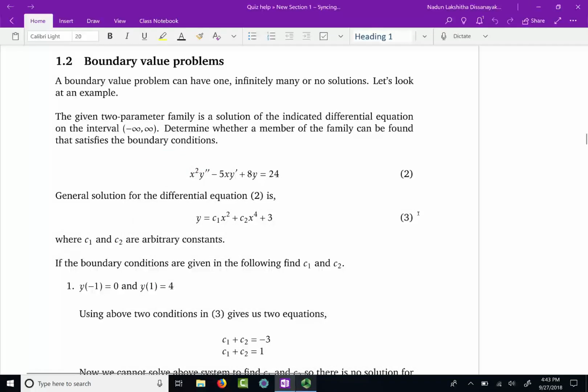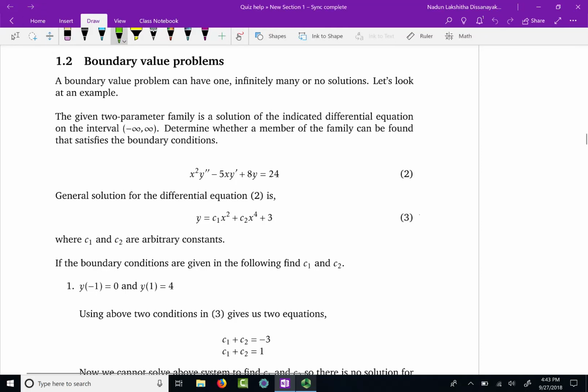Okay, so what we are going to do now is discuss boundary value problems. Remember, a boundary value problem means you have conditions for the differential equation, but these conditions are for different x values. Let me explain this from an example. A boundary value problem can have infinitely many solutions, no solutions, or a unique solution.